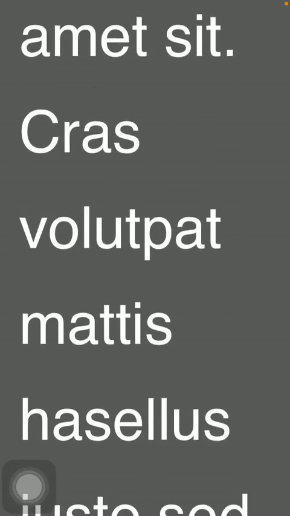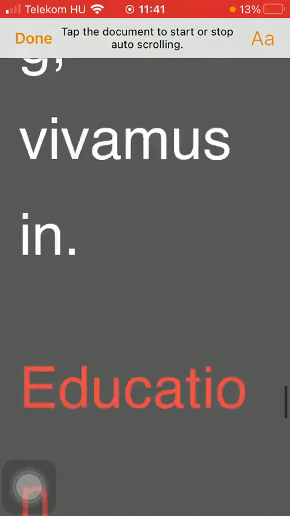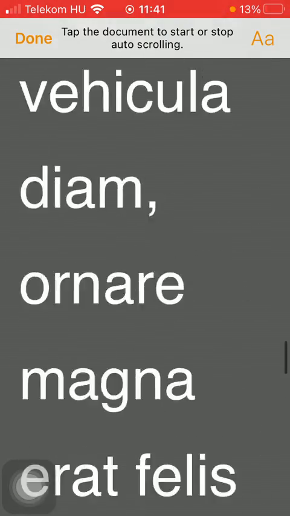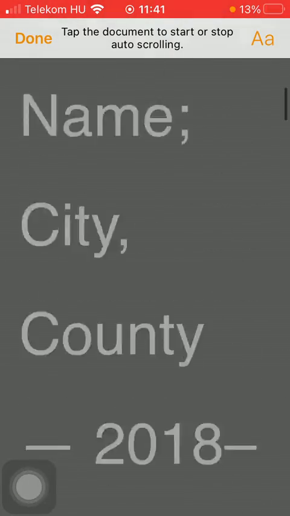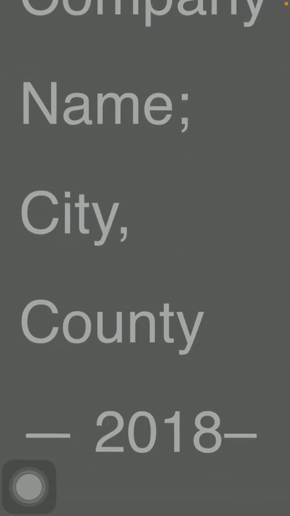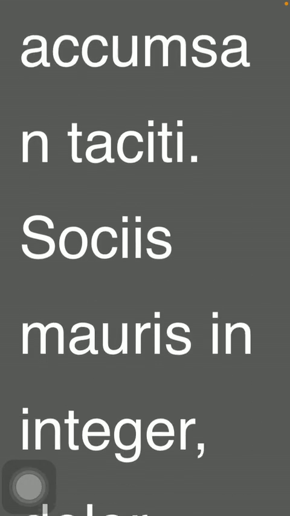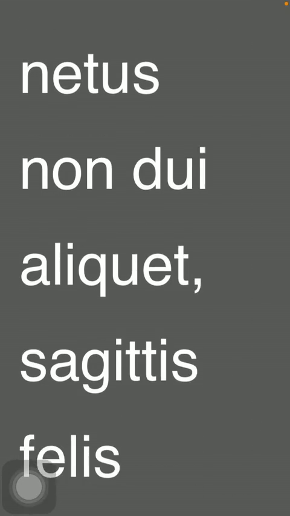So if you go back, you can see that if you tap on the document, you will be able to start or stop your auto scrolling. So now it is the auto scrolling function, which is really helpful when you are, for example, presenting something and you don't want to scroll up and down with your finger during your presentation.